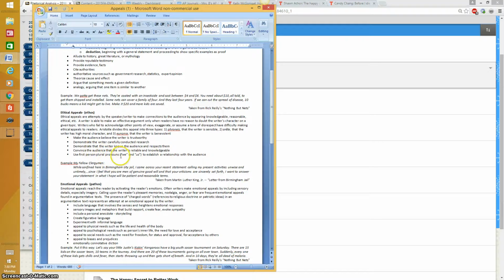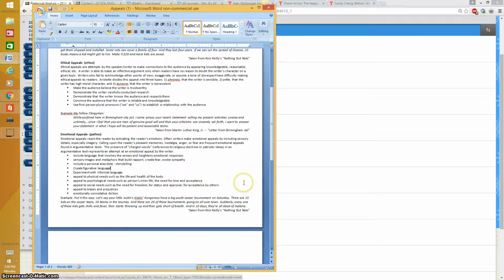And right here, this is a little strategy that politicians use quite often. They say we and us, okay, to create some kind of relationship with the audience. So those are all ethical appeals. And then finally, emotional appeals. When you discuss emotional appeals, be sure to be specific. Like, what specific emotion is he appealing to? Is it guilt, sorrow, joy? And so these are different ways that speakers appeal to our emotions.